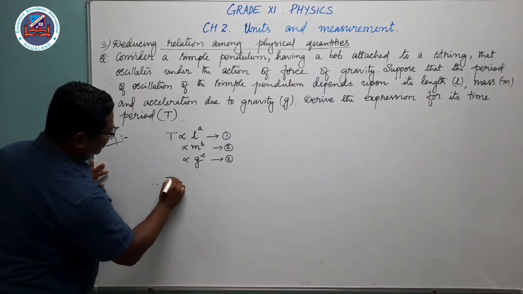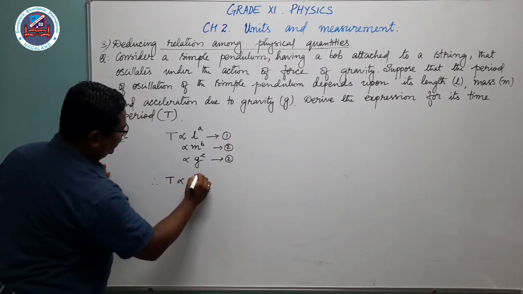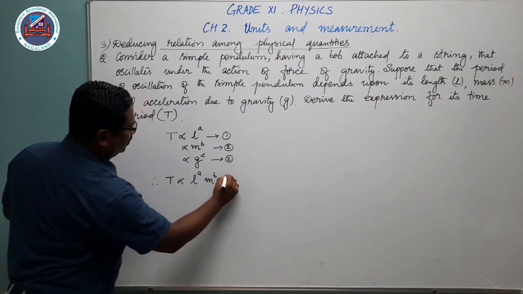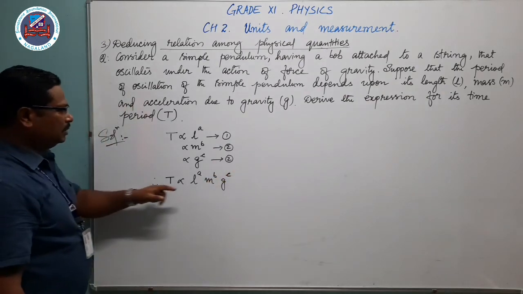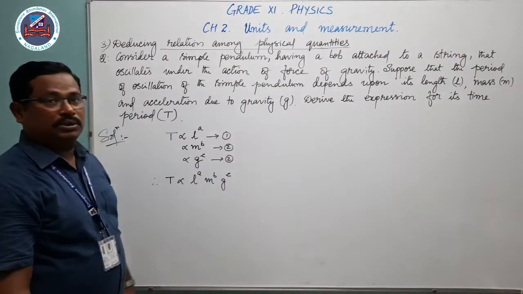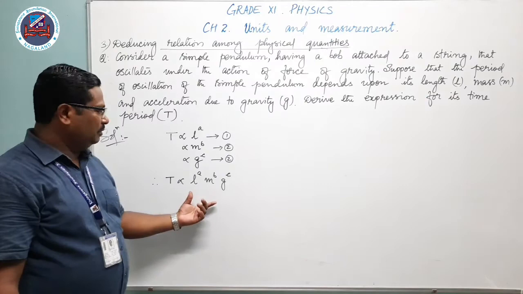From there you can find out the time period is directly proportional to L to the power a, M to the power b, G to the power c. These powers you are taking by yourself. You don't know what their value is, you are going to find out. You have to calculate it and find out.